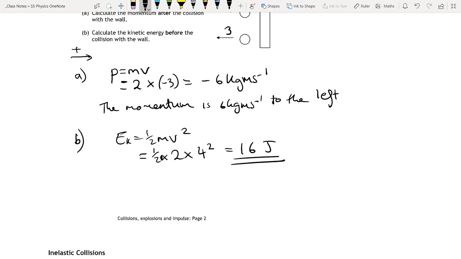So you should be getting 16 joules. Anyone not get 16 joules? Not sure why?